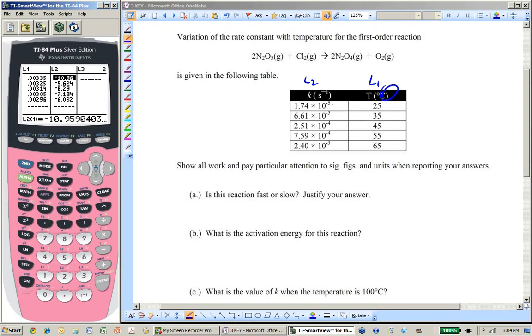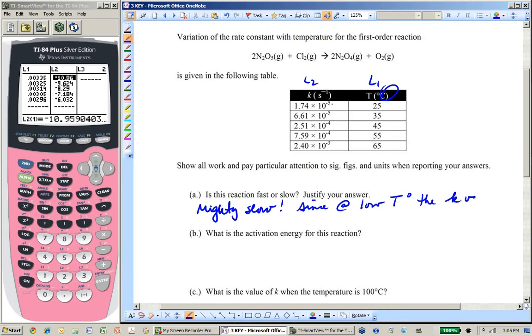So once again with this general conceptual question, is this reaction fast or slow, and justify your answer. Well, those are low temperatures, and those are low K values, on the order of 10 to the negatives. So this is mighty slow. Since at low temperature, the K values are very small.